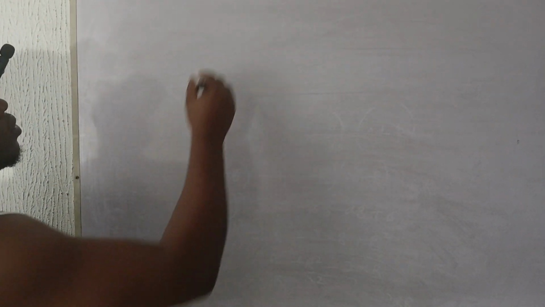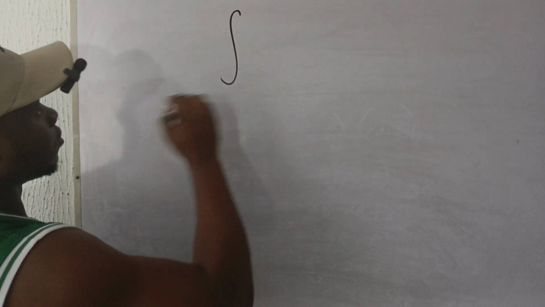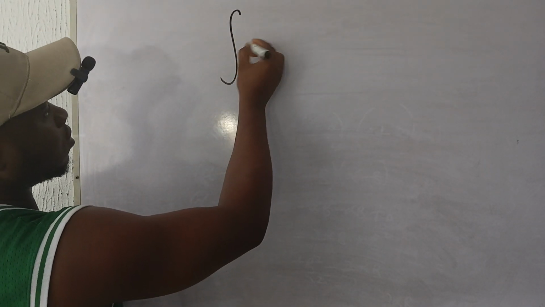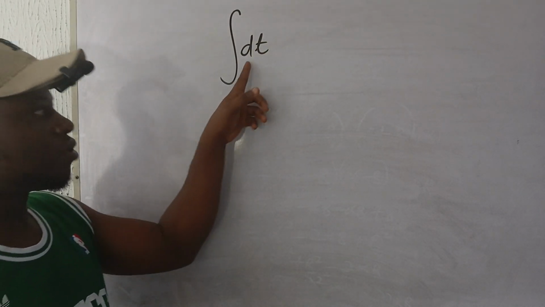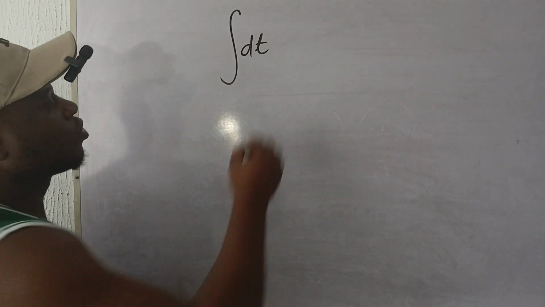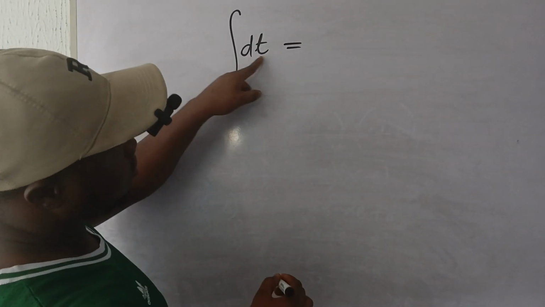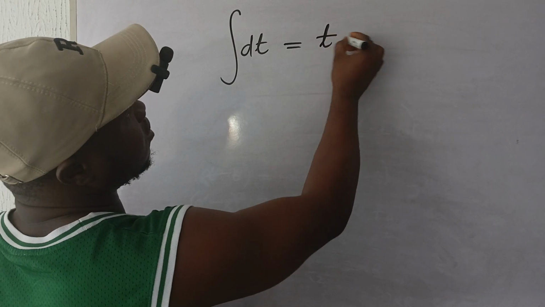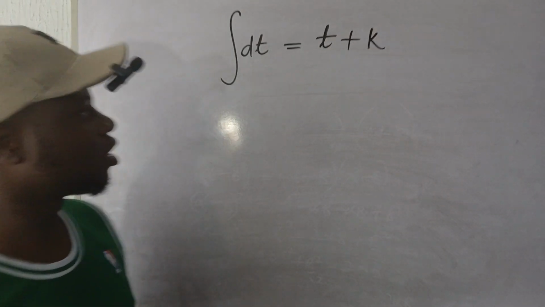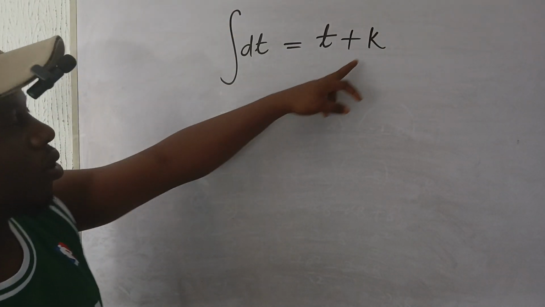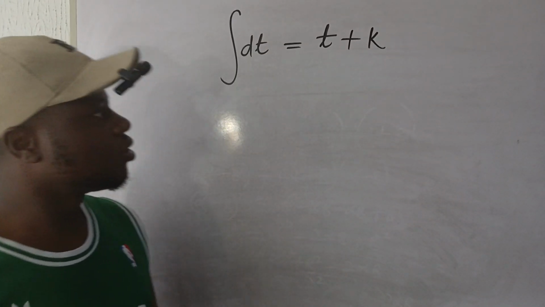In this class, I want to teach you something in integration. So, what is that then? Let's look at this particular thing. When you are asked to integrate, maybe you have the integral of dt. What you have to do there is, since they are talking about t, come here and put t plus your constant of integration. Remember, in every integration, as far as we don't have boundaries, we always put a constant of integration. So take note of that.